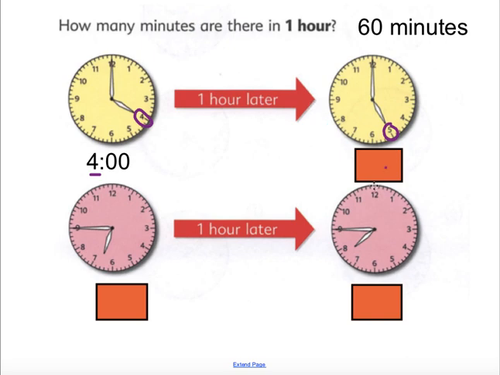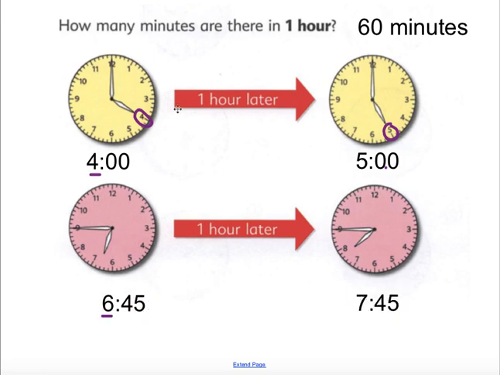Let me just show you mine. You can see the clock hand did not change, but the hours change from 4 to 5. Now let's look at this clock. This is 6:45. The hour is 6, and an hour later is 7:45. Notice you're moving the hour up one, but you're keeping the minutes the same. The minute hand stays the same, but your hour goes up. That's pretty straightforward too, so let's keep moving on.